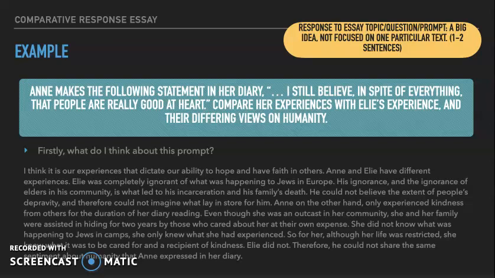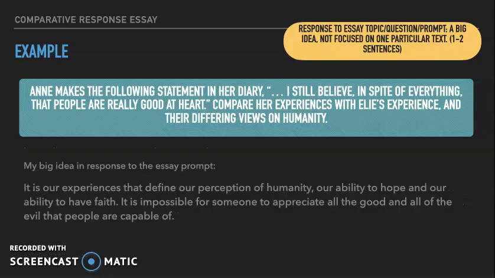So I need to prove it though, if that's something that I'm going to try to express in my essay. I've sort of whittled that paragraph down to what my response to the essay topic is going to be. This is my contention. It is our experiences that define our perception of humanity, our ability to hope and our ability to have faith. It is impossible for someone to appreciate all the good and all the evil that people are capable of. That's what I want to express.